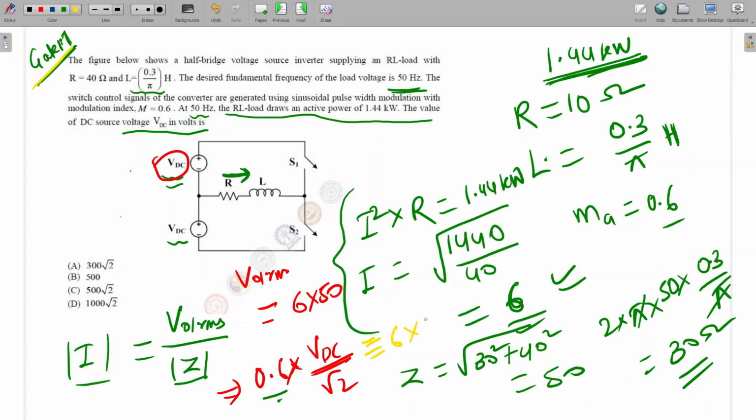6 into 50. So what will be the answer? This 6 will be 10 times, so 500 root 2. VDC will be 500 root 2 from this equation. So C is the correct option. Is it clear to all?